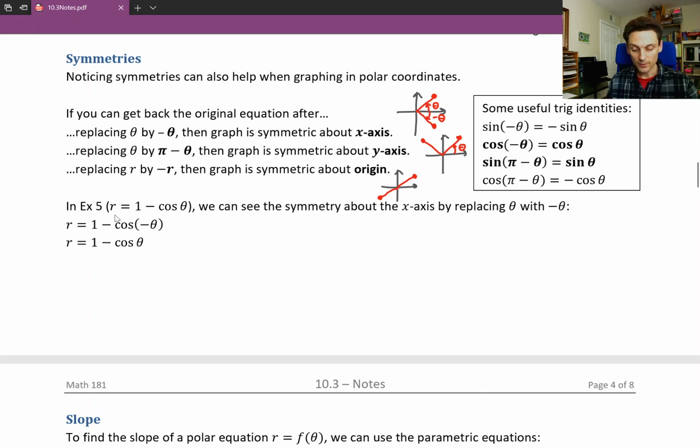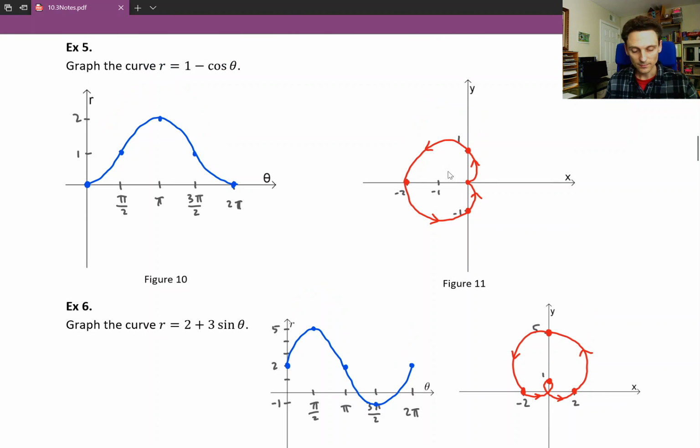So in example 5, which was r equals 1 minus cosine theta, we can see the symmetry about the x-axis by replacing the theta in that equation with a negative theta. Cosine of negative theta is just back to cosine theta, right? Cosine of negative theta is equal to cosine theta because cosine's even and it eats the negative. And since we got back to the original equation, we know that we have symmetry about the x-axis. So in example 5, we had symmetry about the x-axis.